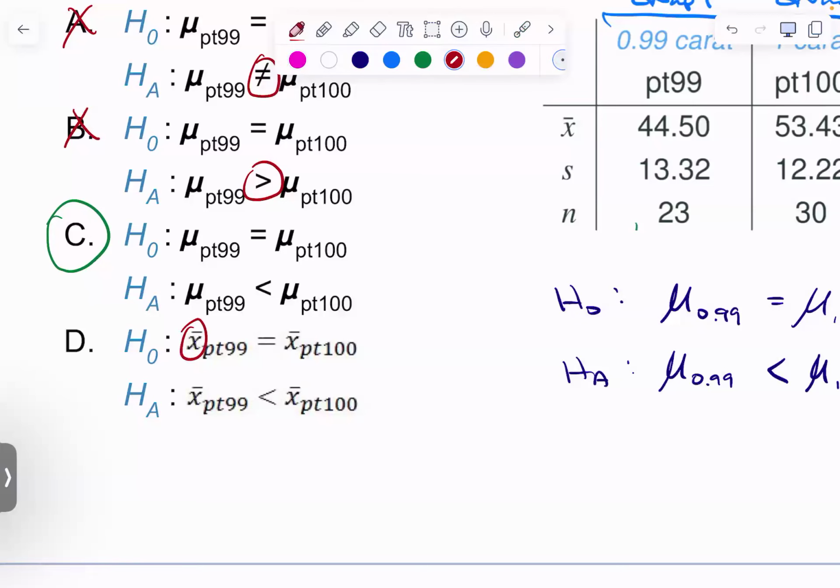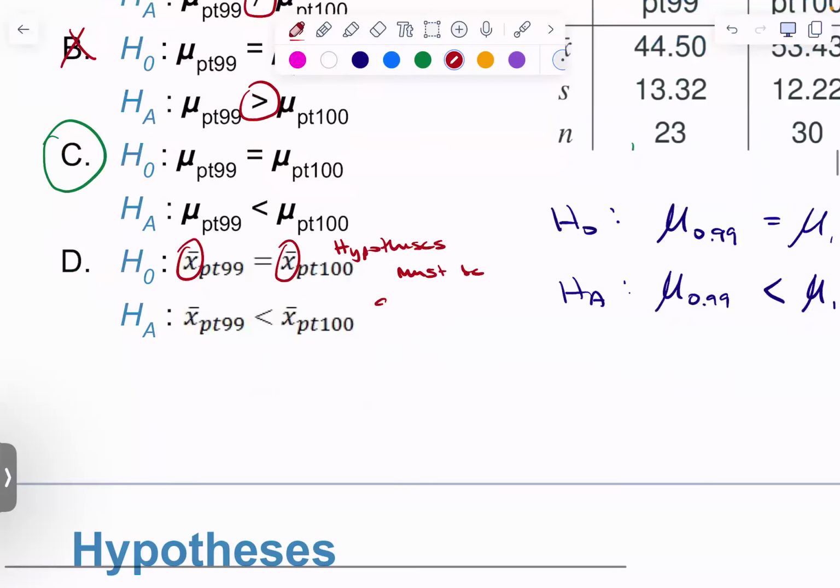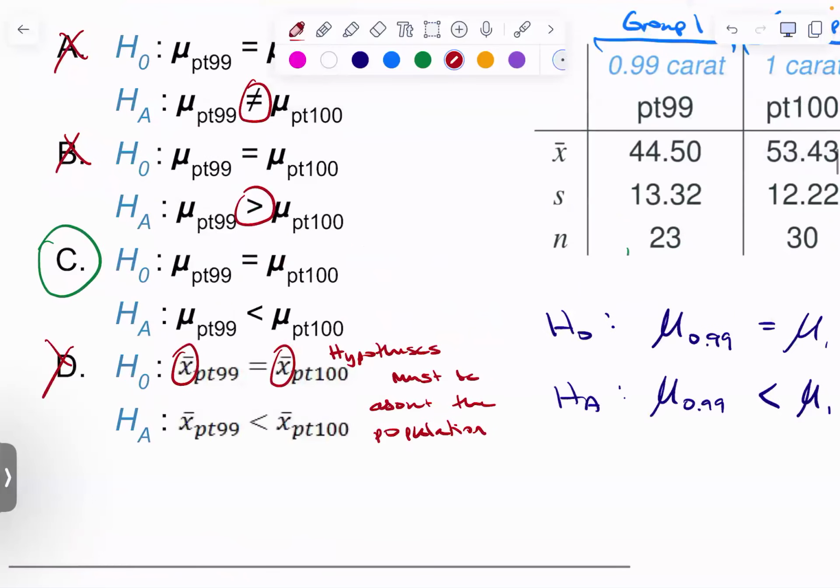So here, the bad part, right? Hypotheses must be about the population. Right? We know everything that we need to know about the sample. That's not interesting. So there's no sense in hypothesizing about something that you already know everything about.